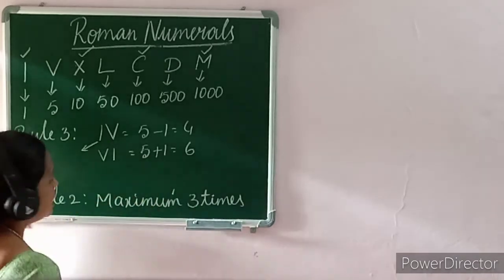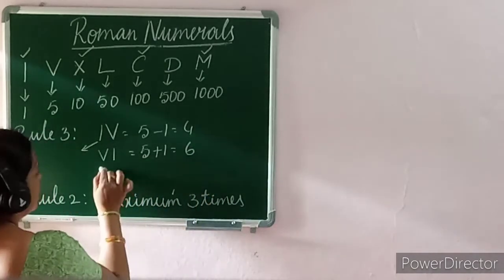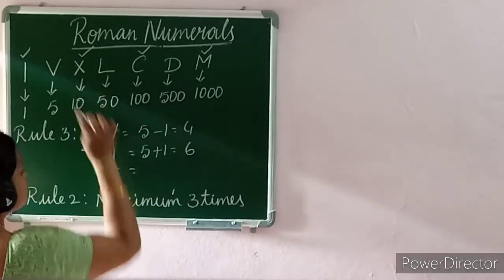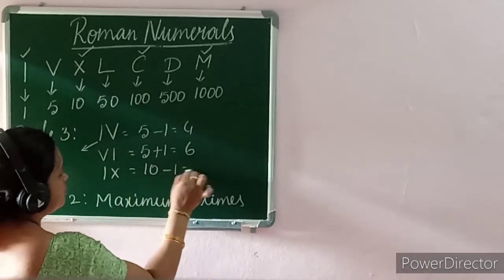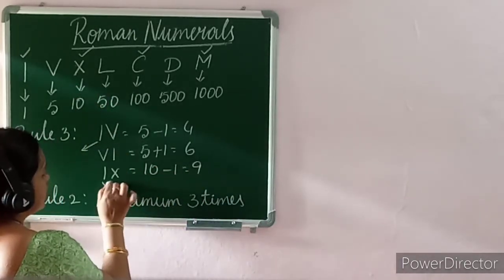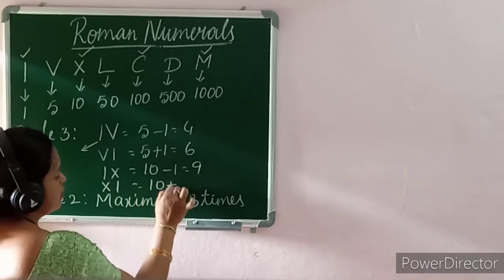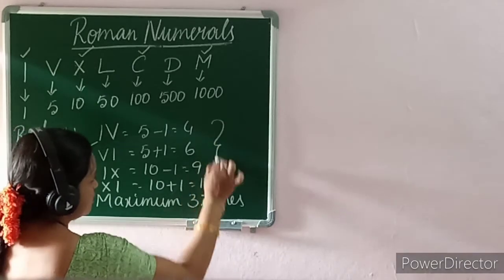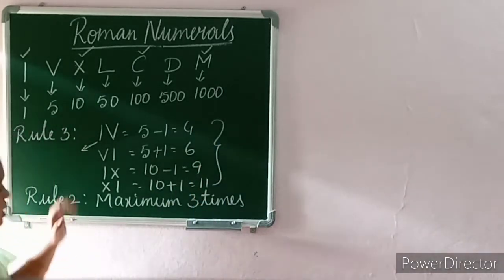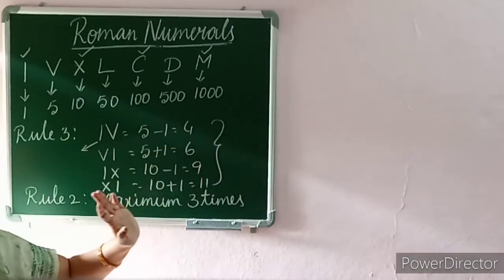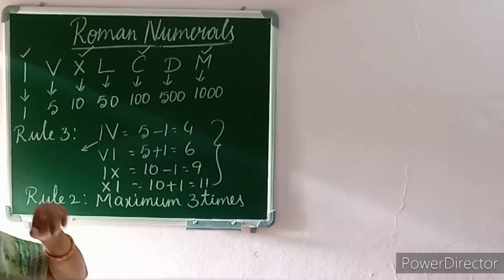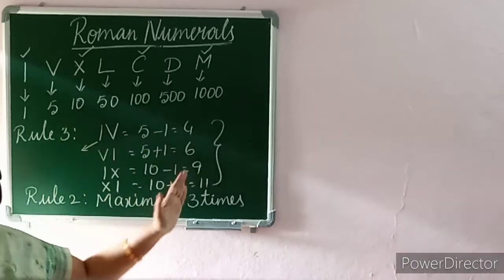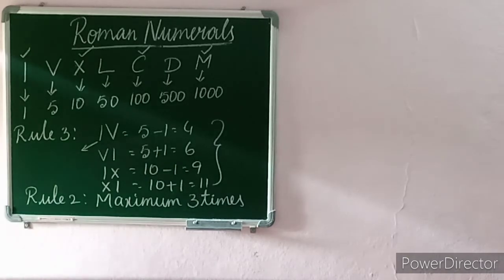So, like that, here you can see IX. X means 10, minus 1, which is 9. And XI is 10 plus 1, which is 11. In most cases, when we are using the Roman symbols for these numbers, 4, 6, 9, 11, many children will get confused. So I hope now it is clear for you. Now let us move to the next.